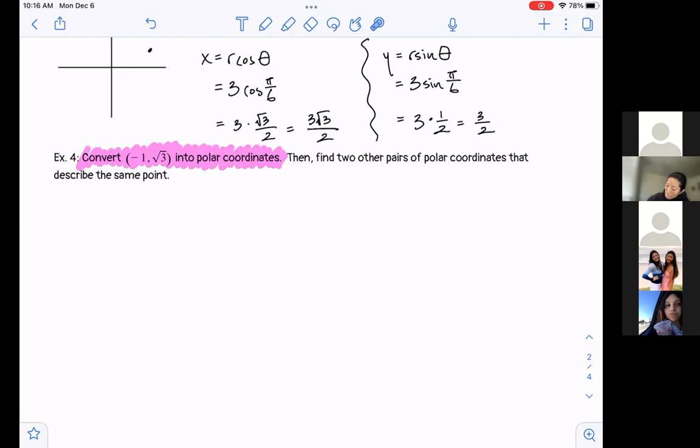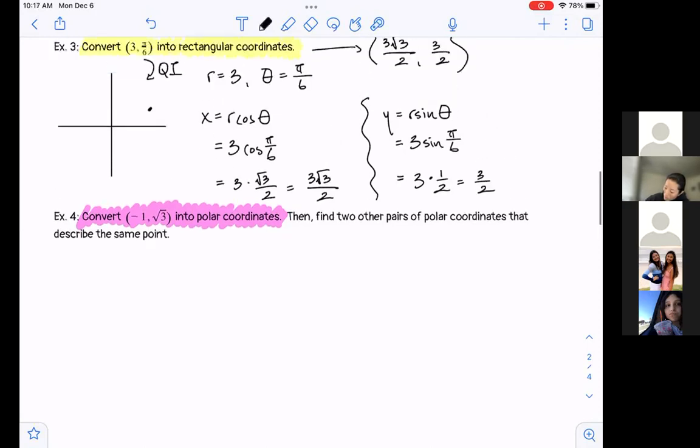So if we do a quick sketch again, just to make sure we know what quadrant our final answer is going to be in, what quadrant is -1, root 3 in? Yeah, we're going to be looking at quadrant 2. And so -1, root 3 is going to be somewhere in there.